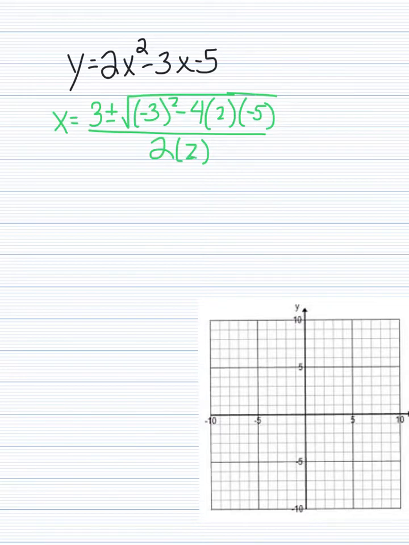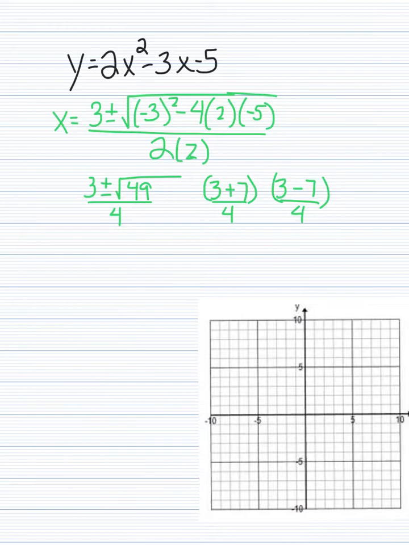Okay, let's evaluate that. Plug it in your calculator. All right, so 3 plus and minus the square root of 49 all over 4. Oh, that's nice. All right, so we've got 3 plus 7 over 4, parentheses, 3 minus 7 over 4, parentheses, to get your x values, so you get x equals 2.5, comma 0, and x equals -1, comma 0.